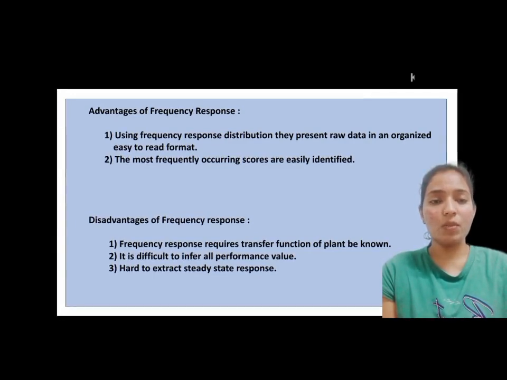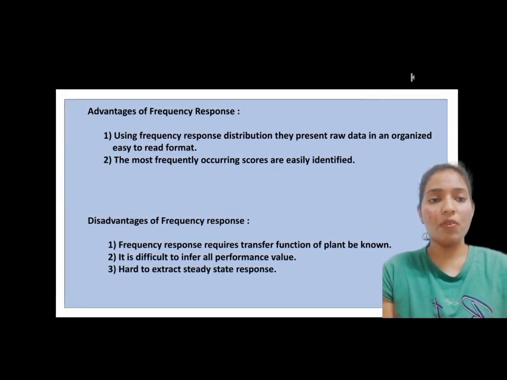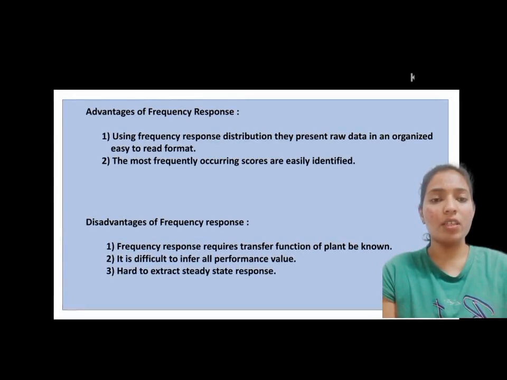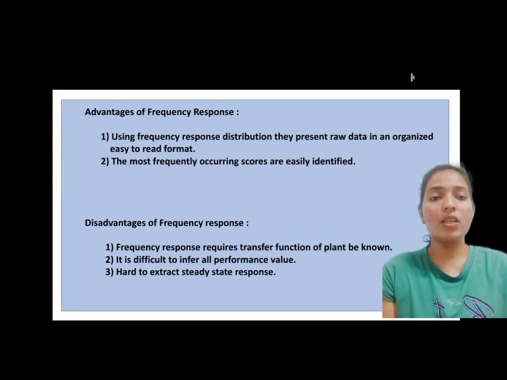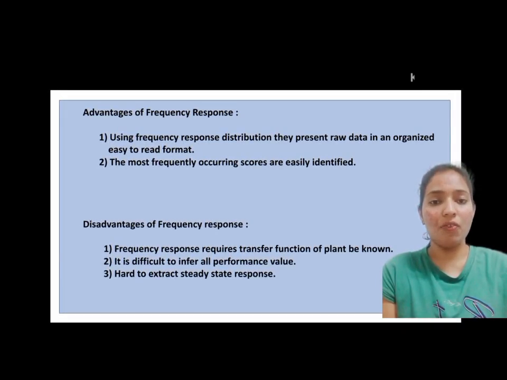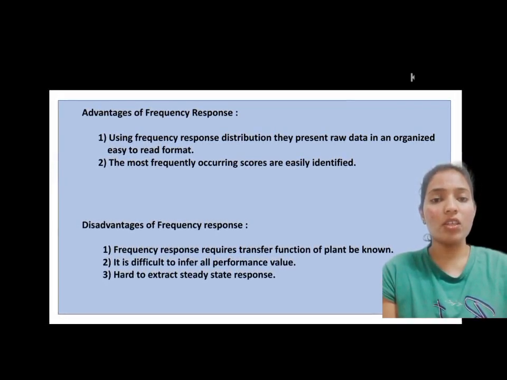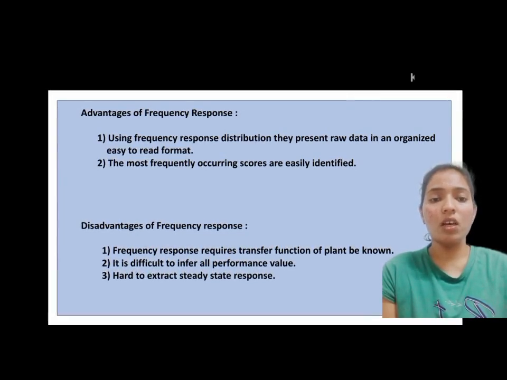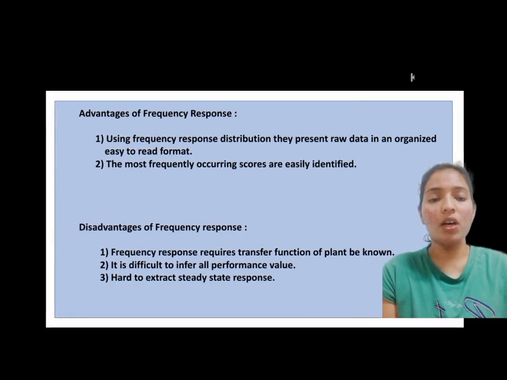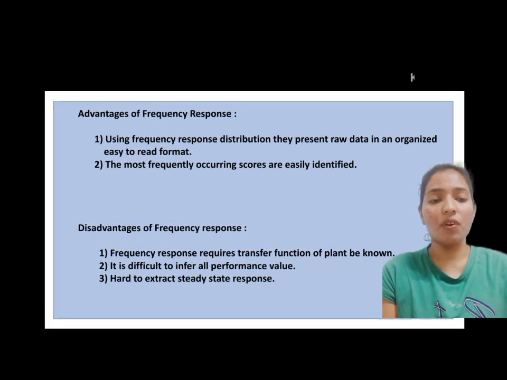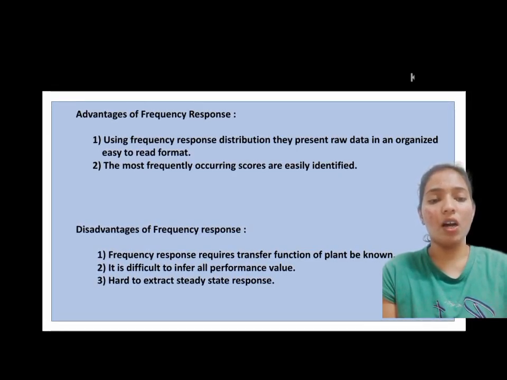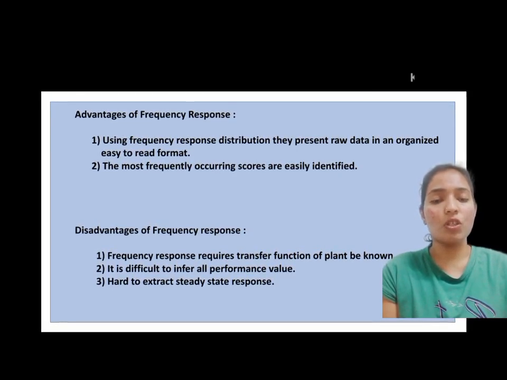Advantages of frequency response. First, using frequency response distribution, they present raw data in an organized, easy to read format. Second, the most frequently occurring scores are easily identified. Then, disadvantages of frequency response. First, frequency response requires transfer function of plant be known. Second, it is difficult to infer all performance value. Third, frequency response are hard to extract steady state response format.